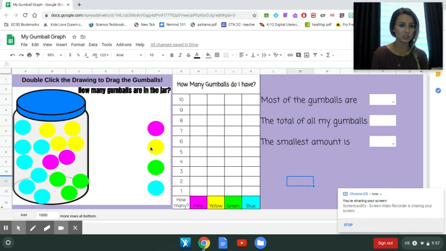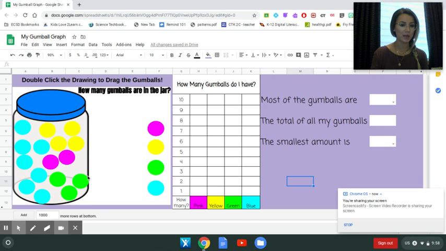I have 1, 2, 3, 4 different colors here. And it's saying how many gumballs do I have? So I'm going to graph this information. Let's start with pink because it's the first column on the bottom here. The bottom shows us how many different colors there are. And then the other side shows us the number.